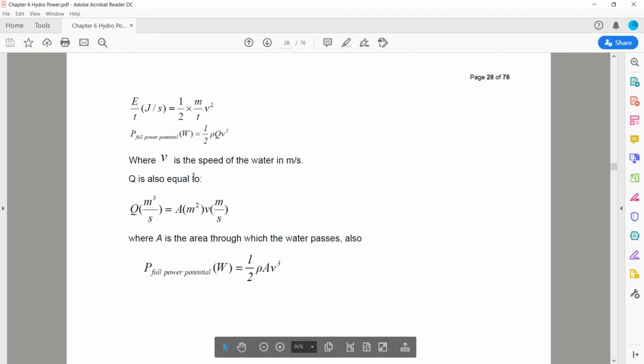Also, P is the full power potential. Okay, from all of this, P equals 1 over 2 times M over T replaced with ρQ. But Q also equals Av. So we substitute Q with Av, so we get A v cubed. So Av multiplied with v squared, since Q equals Av. That's why you have this v to the power of 3.